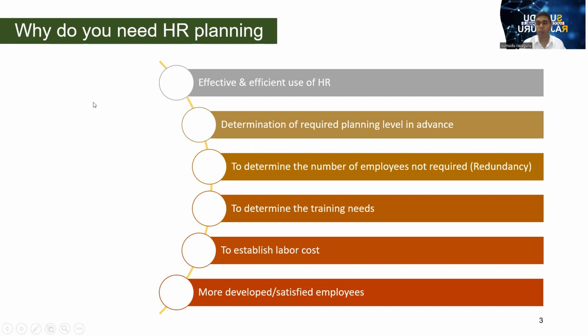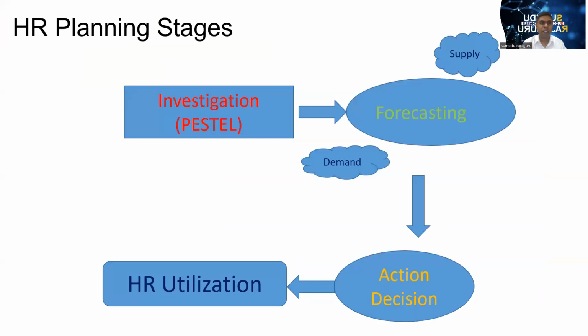I think now you may have some rough knowledge about this. Then, when we talk about the HR planning stages, first we have to do the investigation. Usually, the investigation we do in an internal way, that is called micro level investigation, as well as sometimes we have to do it at the external level. Usually, we use PESTLE analysis to analyze the macro level external investigation. So, based on the investigation, which can be internal and external, we have to do the forecasting activity.